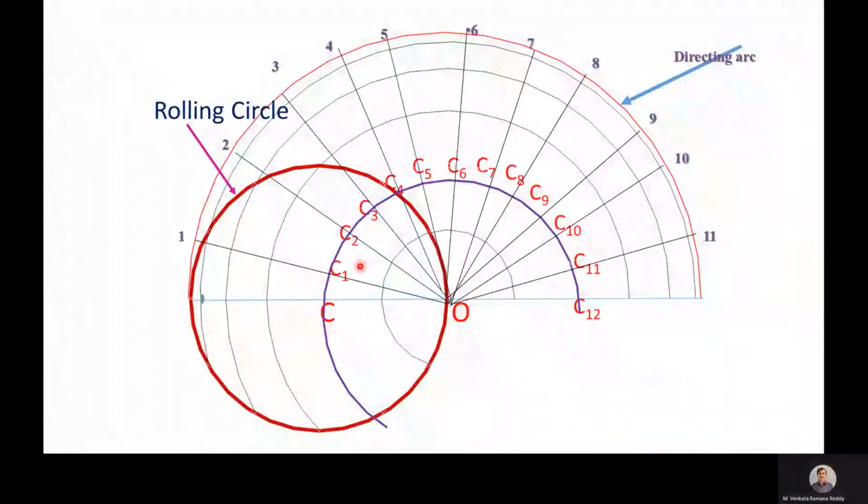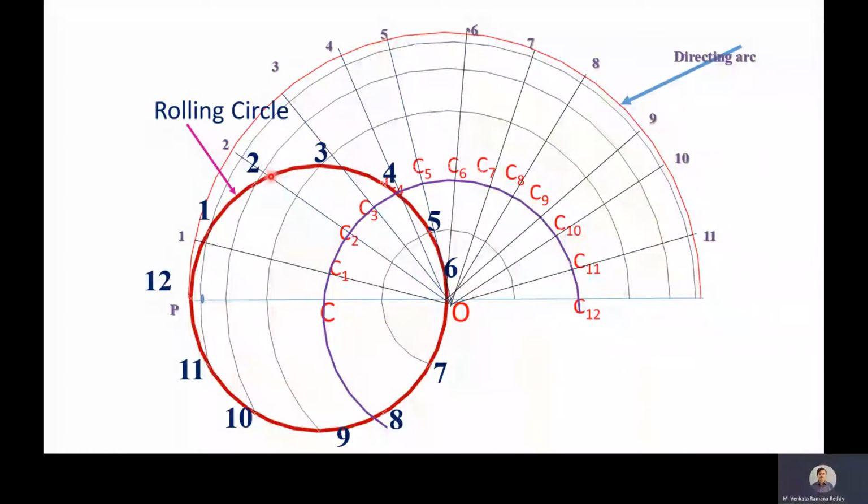Then this is the rolling circle and this one is the directing arc and this is the locus of path arc. Here the rolling circle rolls inside this directing arc and this rolling circle rotates in an anti-clockwise direction. While rotating the circle in an anti-clockwise direction, if you observe, the first division point on the rolling circle here touches the first division point on the directing arc here. Then the P point comes from here to there. So this point is P1.